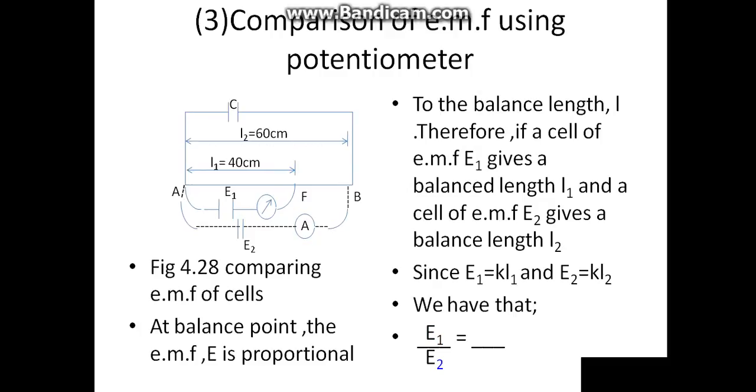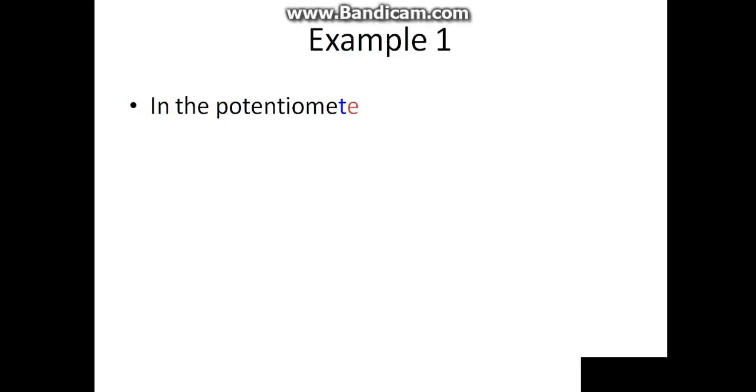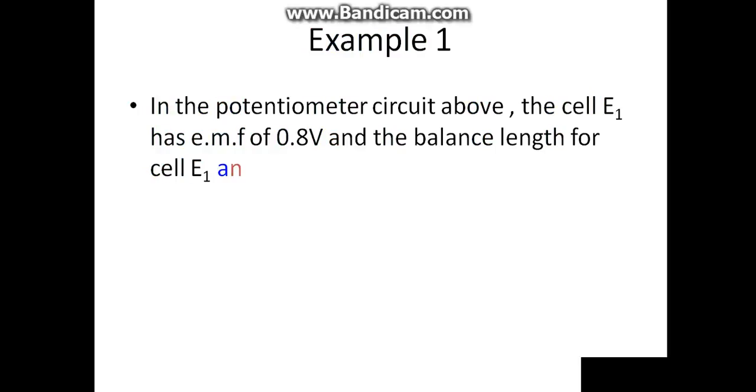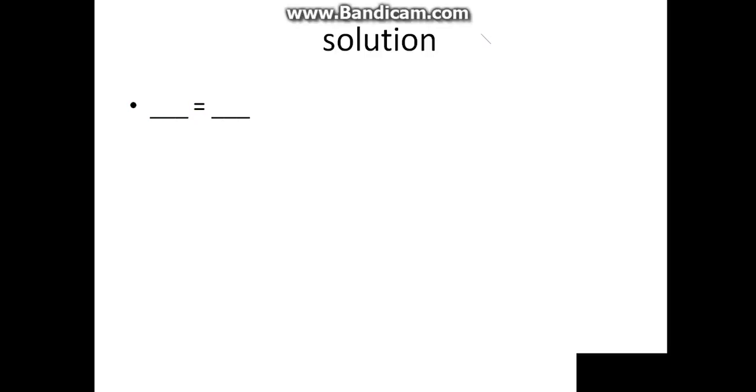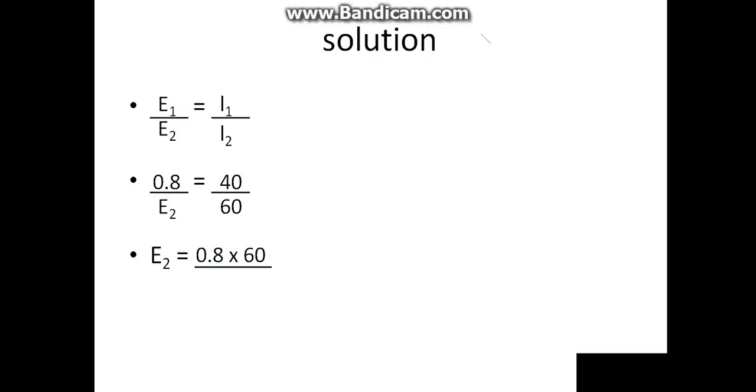Example 1. In the potentiometer circuit above, the cell E1 has an EMF of 0.8 volts and the balance lengths for cells E1 and E2 are 40 cm and 60 cm respectively. What is the EMF of the cell E2? Solution. E1 over E2 equals L1 over L2. 0.8 over E2 is equal to 40 over 60. Making E2 the subject of the formula, we have 0.8 times 60 all over 40, which equals 1.2 volts.